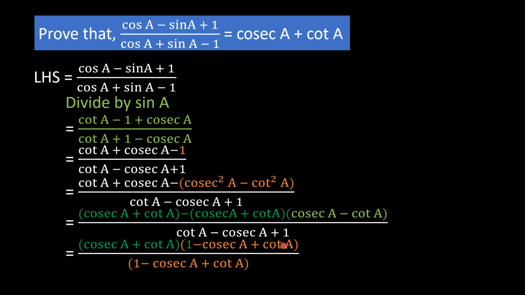At the same time, we will rewrite these three terms as 1 minus cosec A plus cot A in the numerator and 1 minus cosec A plus cot A in the denominator. These two brackets get cancelled and what we get is cosec A plus cot A, which is our right hand side. So we have left hand side equals right hand side.